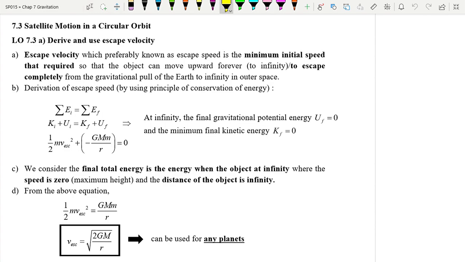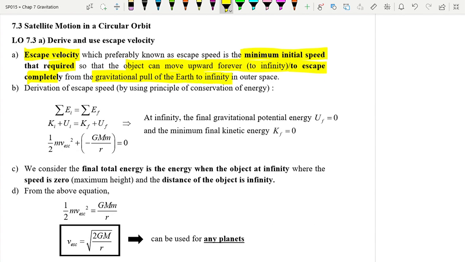So let's look at the definition of escape velocity. Nama pun dah escape, macam mana dia nak escape? Okay, what velocity is required by an object to escape? So the right definition is the minimum initial speed required so that the object can move upward forever to infinity. Ini adalah simple definition untuk escape velocity ataupun minimum speed required by the object to escape completely from the gravitational pull of the earth to infinity.